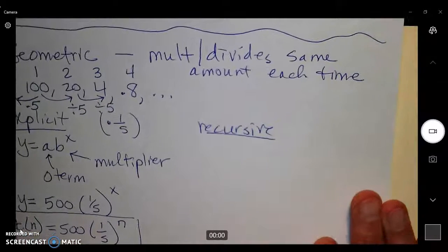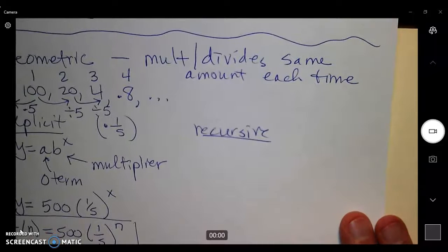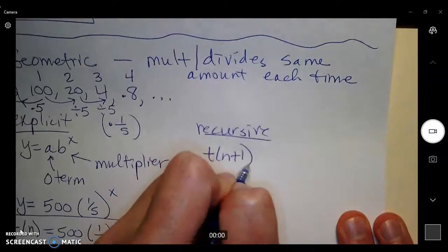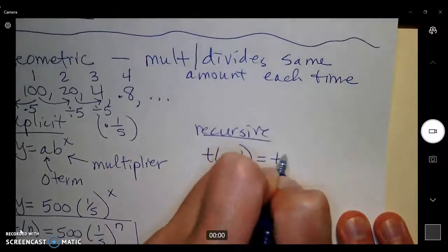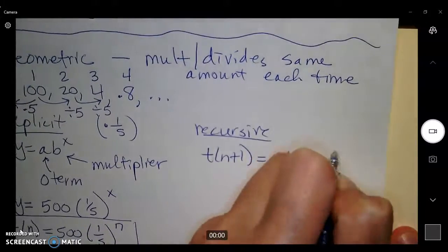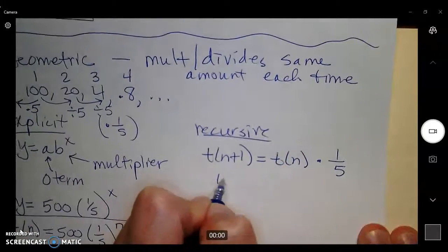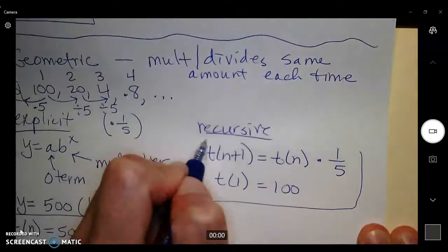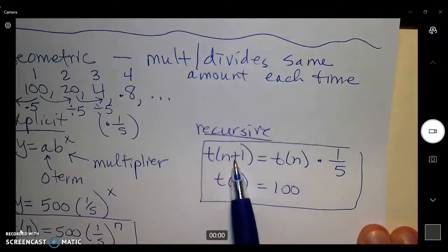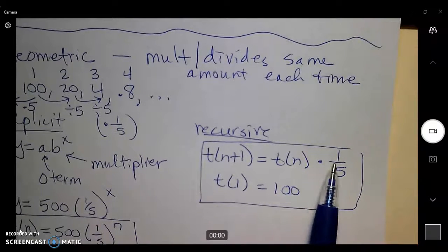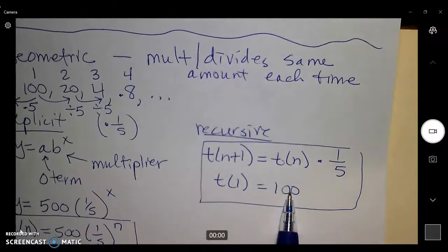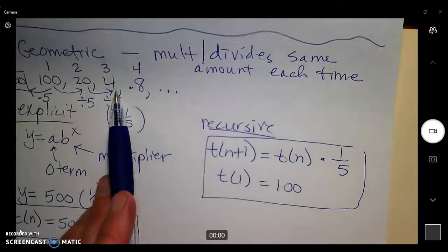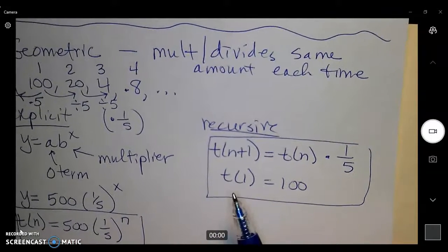Recursive is going to be exactly like arithmetic, except instead of adding something, you're going to multiply by something. So T of n plus 1, to get the next output, you take the current output and multiply by 1/5. Again, you need to tell them where to start. So the first term was 100. 100 times 1/5 is 20. 20 times 1/5 is 4. It just keeps going like that.